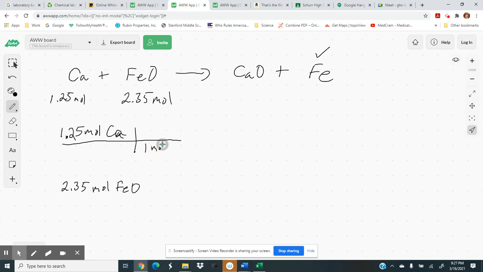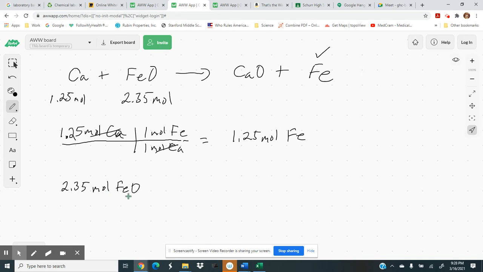1 mole of calcium goes on the bottom because I want to get rid of it, and I want to turn it into moles of iron. Okay. Why? Because we chose it. Sometimes the questions will ask, how much iron? So you'd use iron. Or how much calcium oxide is formed? Then you use calcium oxide. Why use iron when you're being asked about calcium oxide, right? But in this case, we just want to know which is the limiting reactant. So we're going to turn our 1.25 moles of calcium cancel. And since we're multiplying by ones, we're going to end up with 1.25 moles of iron.